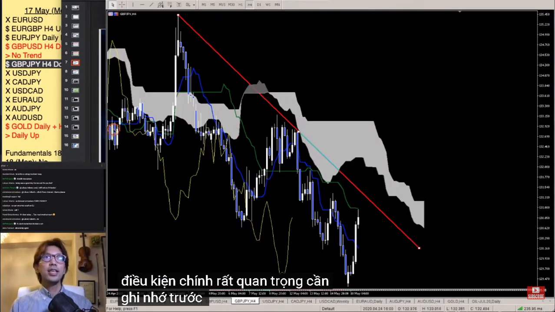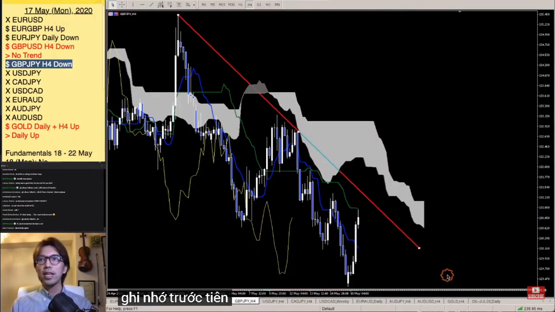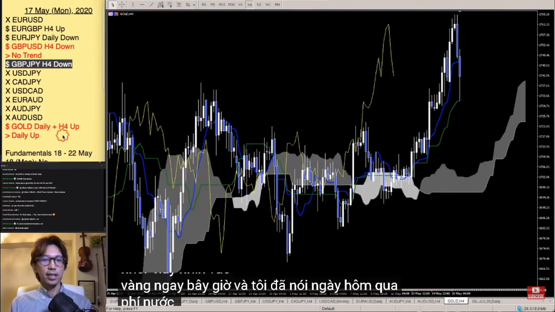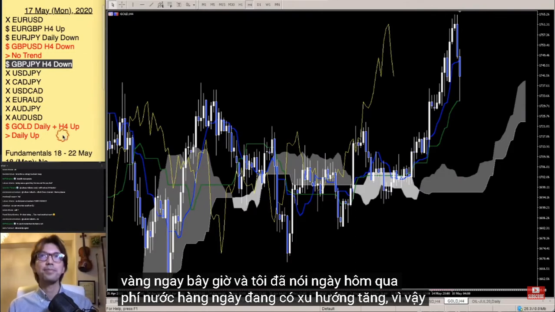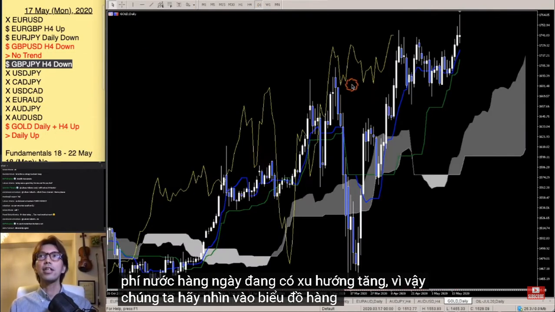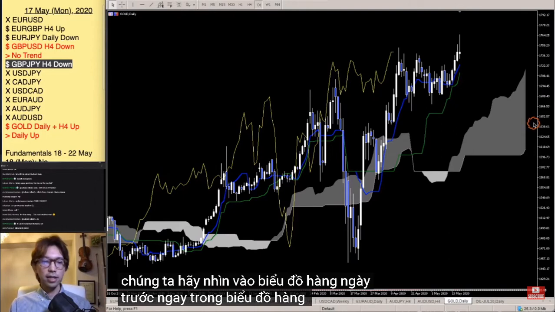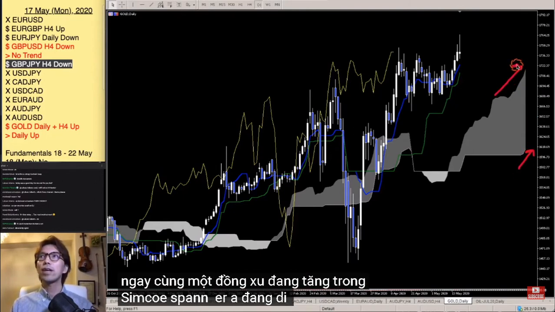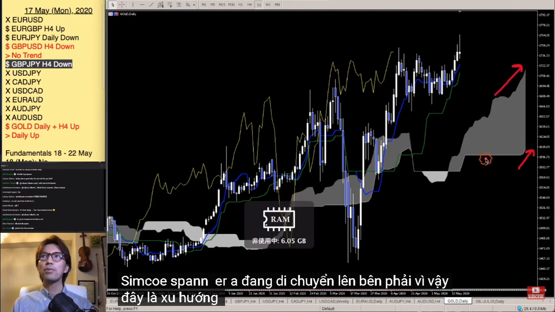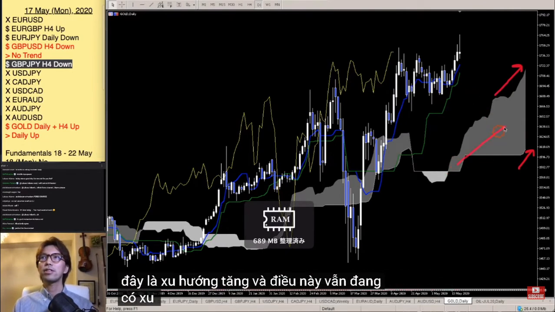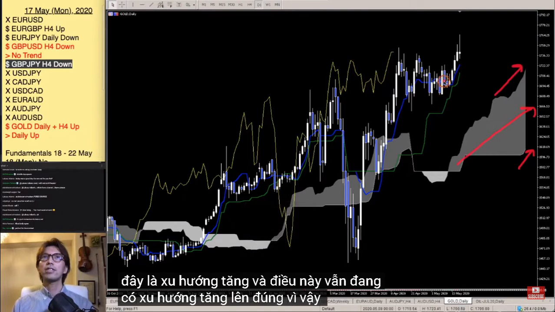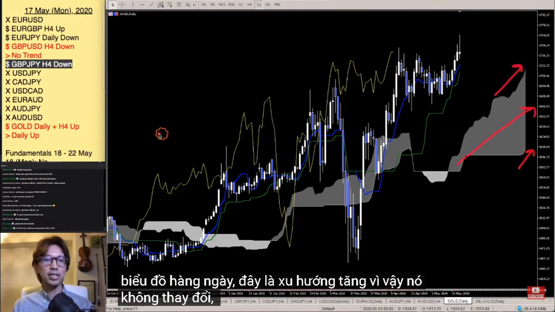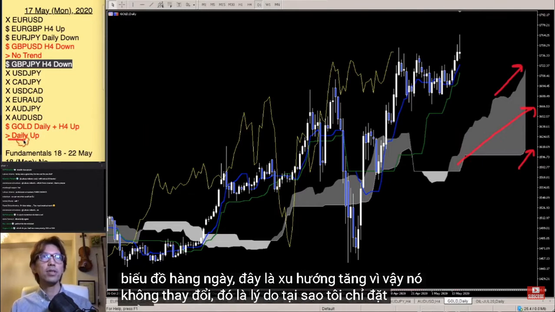Okay, so let's take a look at the gold, because it's spiking down right now. I said yesterday the daily chart and 4-hour chart were uptrend. So let's take a look at the daily chart first. In this daily chart, the Senko span B is moving up and Senko span A is moving up. So this is up Kumo and this is still trending upwards. So based on the daily chart, this is uptrend. It's remained unchanged, so that's why I just put daily chart is uptrend.